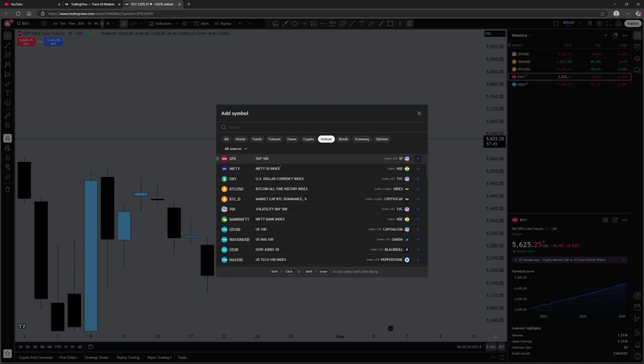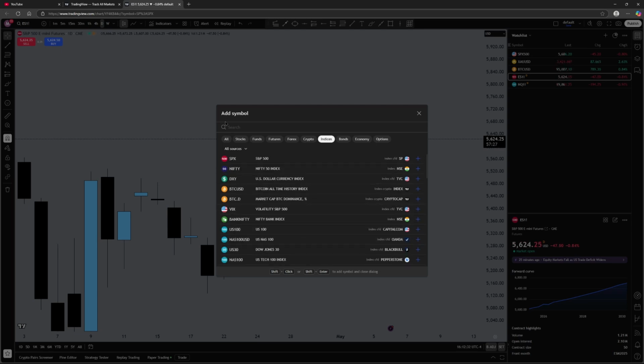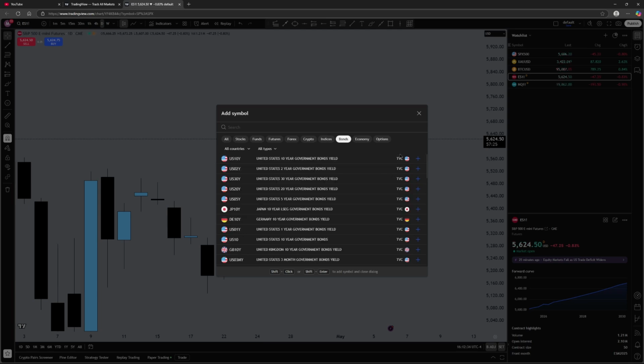And then indices, like the S&P 500, Nifty 50. So index, it's the same thing. It's like the 50 top companies, and there's all kinds of them. The US 100, that's the top 100. You can just go through some, take a look at them, and then bonds.